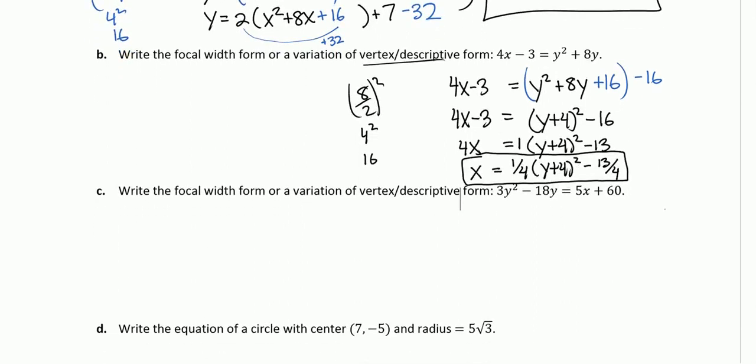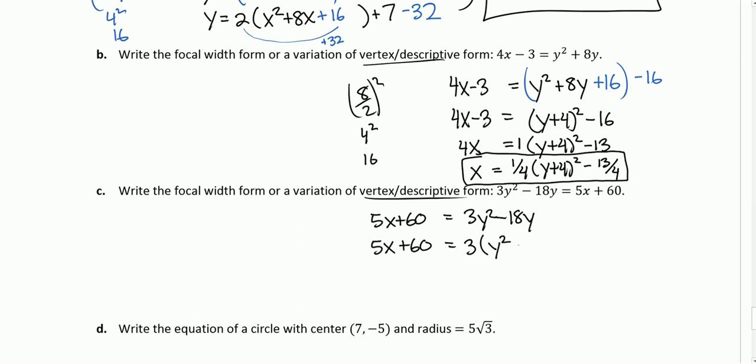Part C, we want to do the same thing, get it into vertex form. I need to solve for x. I'm going to flip the equation around and put the 5x plus 60 on the left-hand side. Put the 3y squared minus 18y on the right-hand side. I'm going to first focus on completing the square. So first factor out a 3 from the 3y squared and the negative 18y.